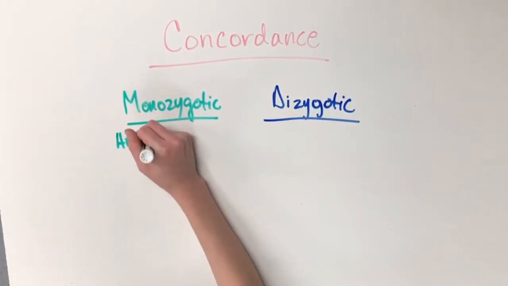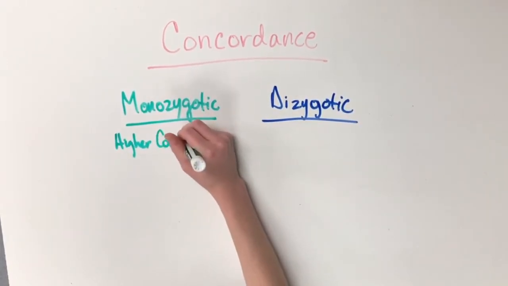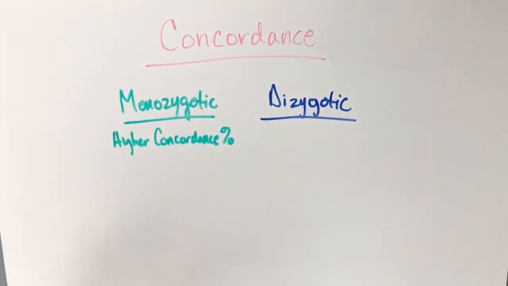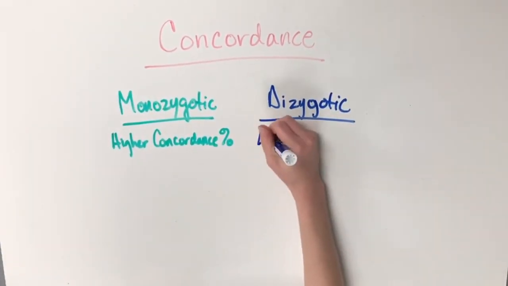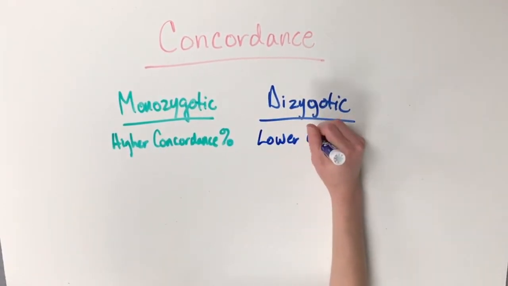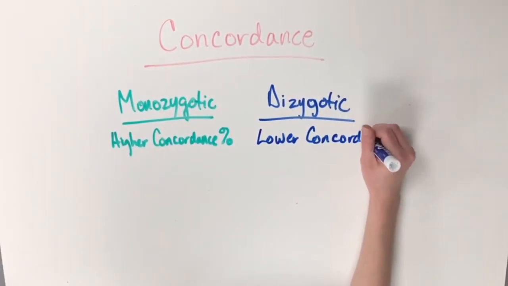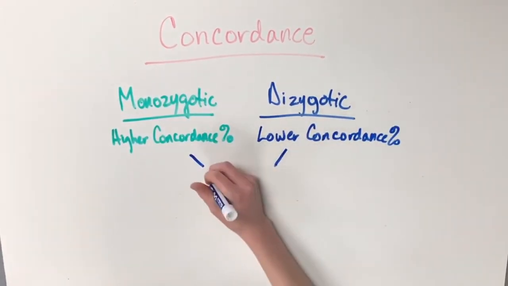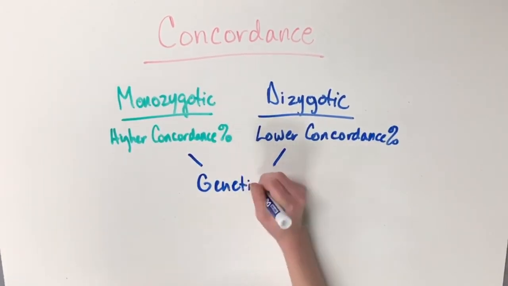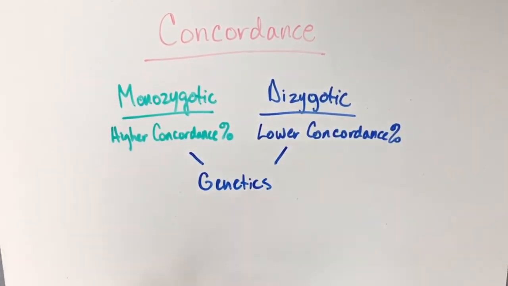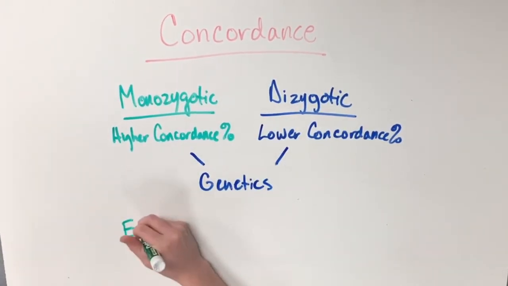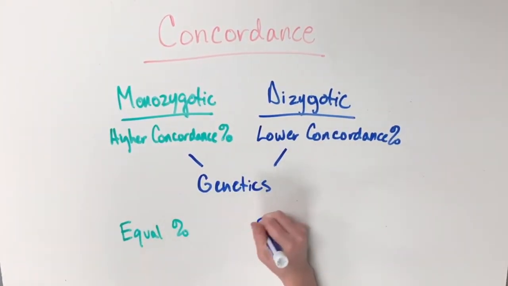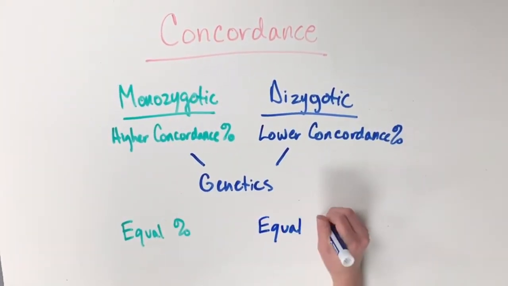Monozygotic twins share 100% of their genes, while dizygotic twins are like any other siblings that share about 50% of their genes. By comparing the concordance percentage between mono and dizygotic twins, we can better understand what plays a more important role for a disease. Does genetics play a more important role, or the environment? If monozygotic twins have a higher concordance percentage than the dizygotic twins, we can suggest that genetics plays a more important role. On the other hand, if the concordance percentage is at least equal in dizygotic twins compared to monozygotic twins, we can suggest that the environment has a more important role in having the disease.